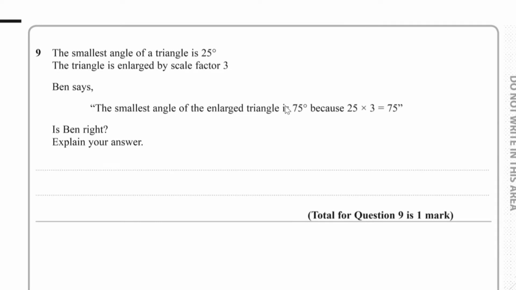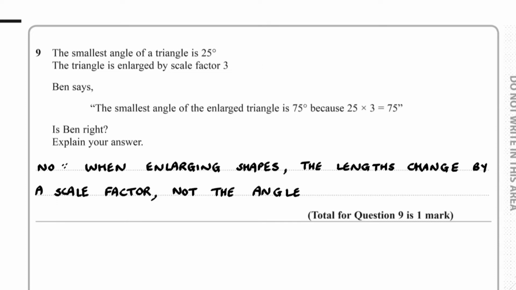Question number 9. The smallest angle of a triangle is 25 degrees. The triangle is enlarged by a scale factor of 3. Ben says the smallest angle of the enlarged triangle is 75 degrees because 25 times 3 is 75. Is Ben right? Explain your answer. Well, no, because when enlarging shapes, lengths change by a scale factor, not the angle.